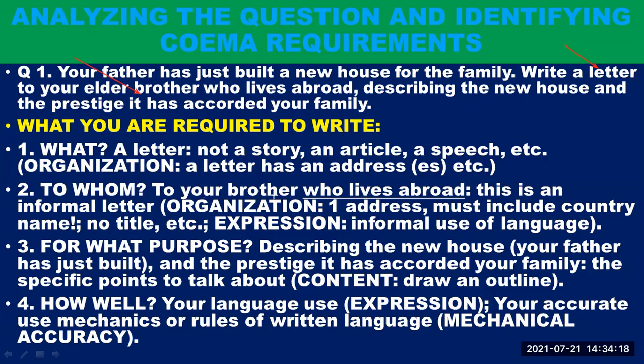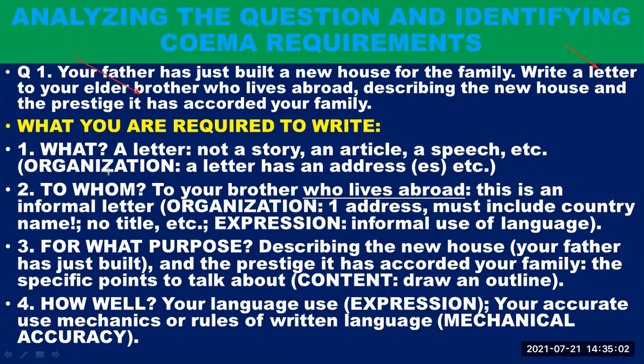So take note of this. To your brother who lives abroad, take note of the fact that your brother lives abroad, because it also has some implication as regards the organization, specifically the address. So this is an informal letter. We have already identified that. Then the implications, what are the Koema requirements? There are requirements in terms of organization. Of course, in this first one, because it's a letter, there are implications for organization because you have to start it with an address, and that actually gives it a definite structure.